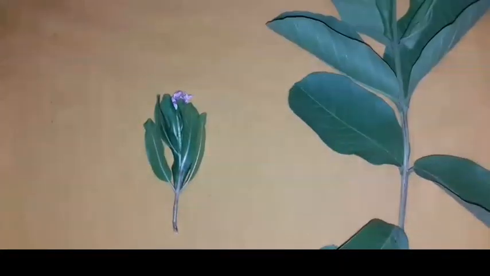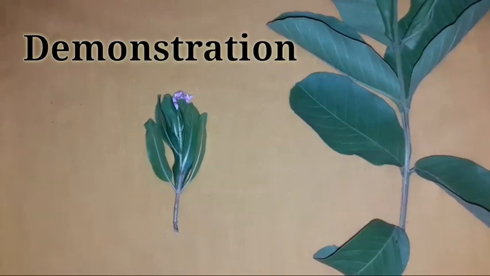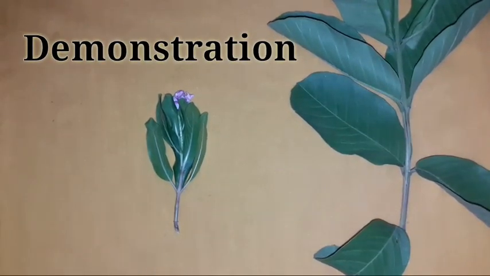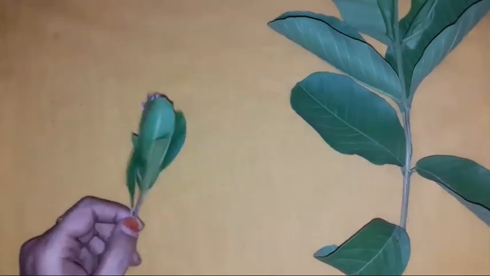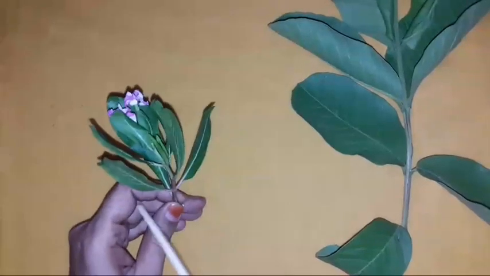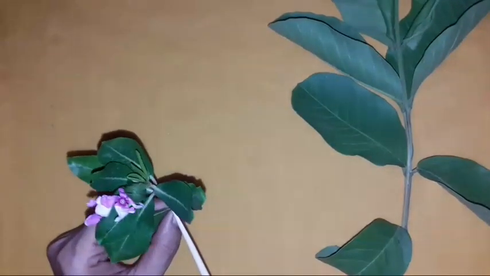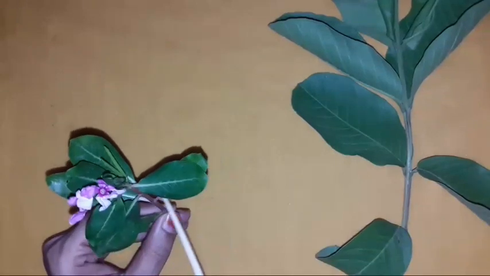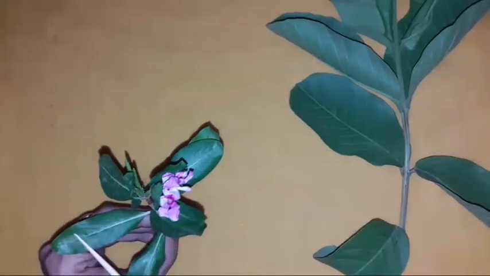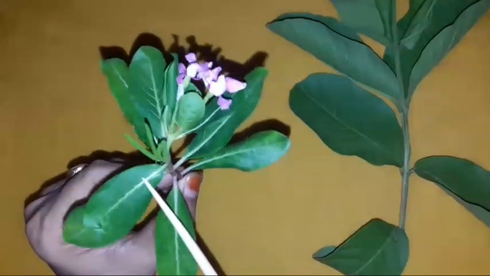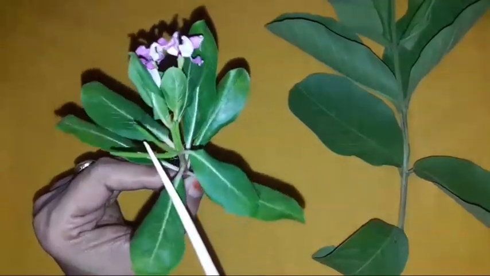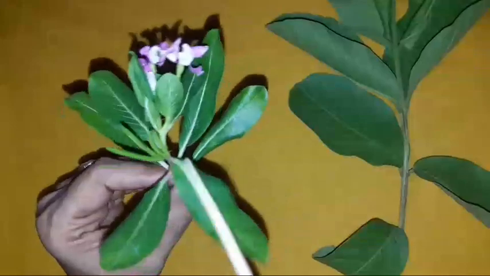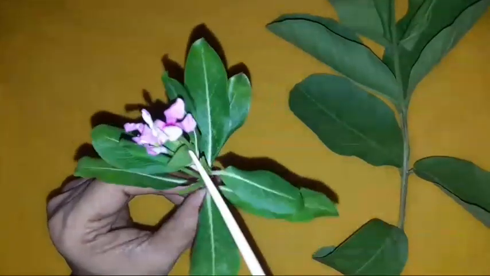Now children, I am going to demonstrate the structure of the leaf so that you can easily understand what kind of structure it has and where the different parts of the leaf are. Here I have taken one twig, and you can easily see that this twig has leaves, and look, here are some fruits also. These are the fruits, and inside the fruits you will find seeds. Then flowers are also there.